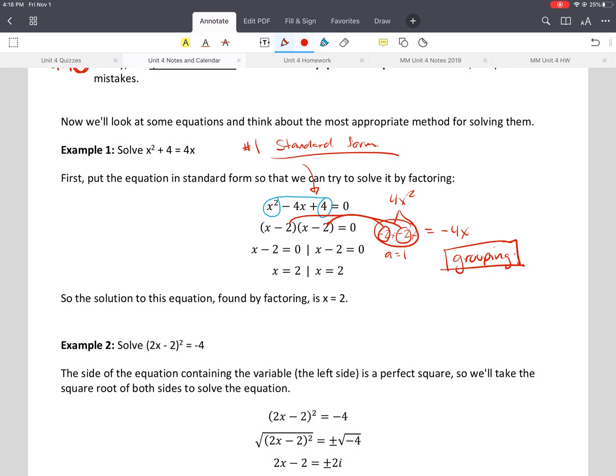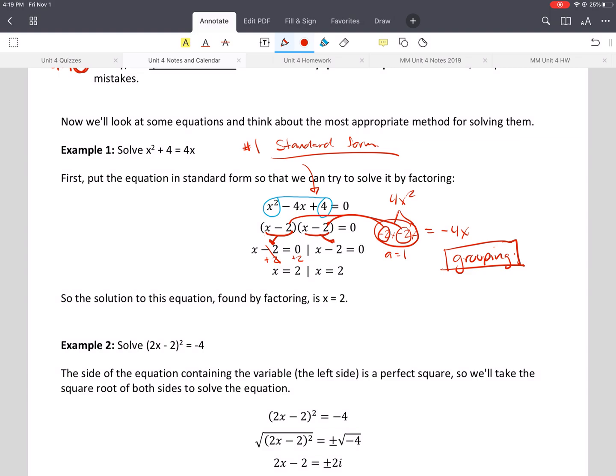All right, so now we have these two parentheses. What we're going to do is take what's inside of one parenthesis and set it equal to 0, and then do the same with the other side. To solve, we have to have x by itself. So we would add 2 to both sides.